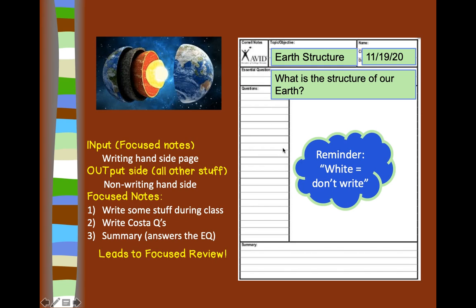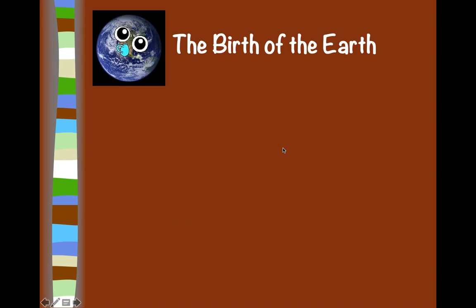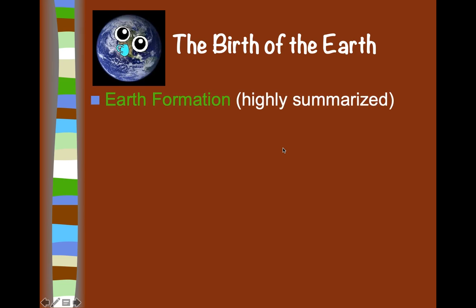All right, let's talk about the Earth structure. So the birth of our Earth happened 4.4 billion years ago, right? We learned that at the end of our previous unit. So let's summarize the formation of the Earth. What happened 4.4 billion years ago? Based on the radioactive decay of zircon, we came up with that number. Okay, let's summarize this.